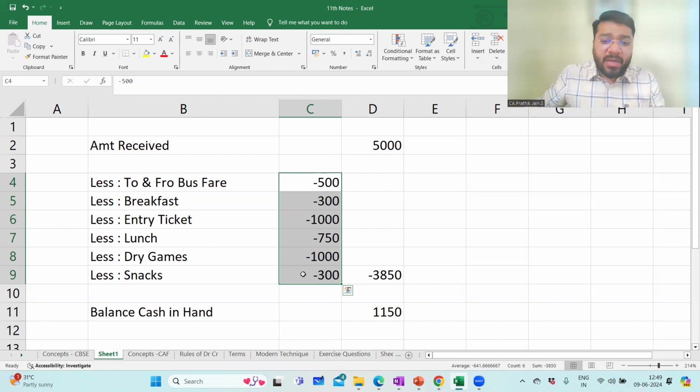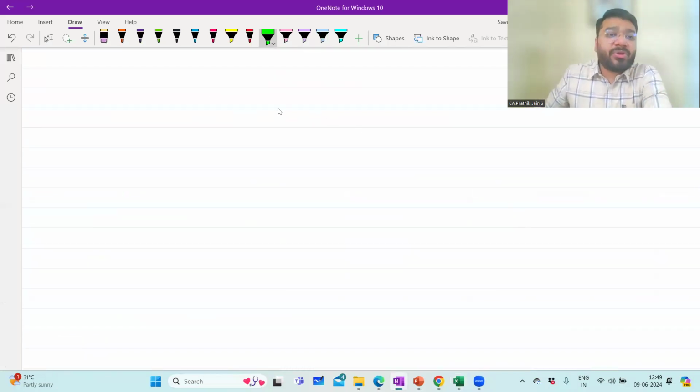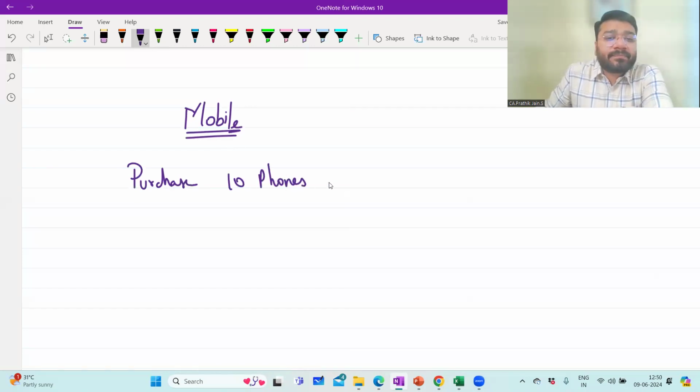Let me give you another example, which I want all of you to take a paper and pen and write down. Let's suppose we are into the business of buying and selling laptops. Or let's say mobile phones, not laptops, mobile phones. You're a shopkeeper dealing with mobile phones. So you purchased 10 phones at the rate of rupees 10,000 per phone. So what is your total purchase?